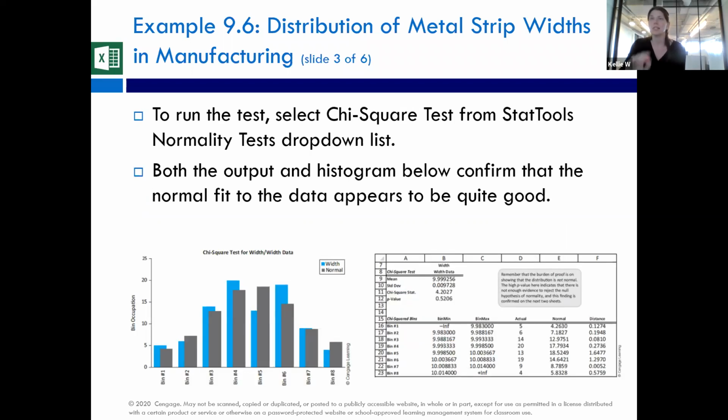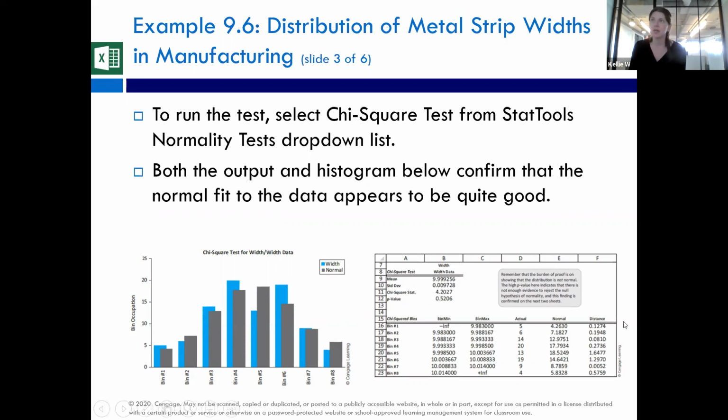To run the chi-square test, in this case, we would use StatTools, and you could follow along in the book if you wanted to on your own time to try this out. When you run the chi-square test from StatTools, you get an output that looks like this. Note the high p-value. That's saying we basically accept the null hypothesis, or we reject the alternative. And remember, the null hypothesis was normality, so we're accepting normality.